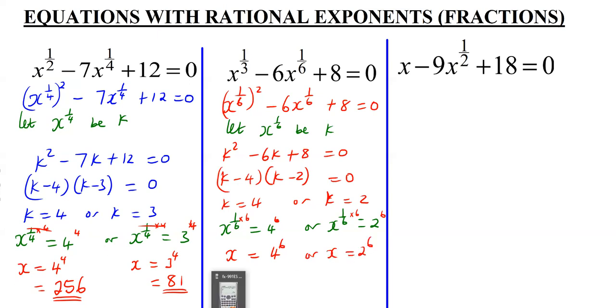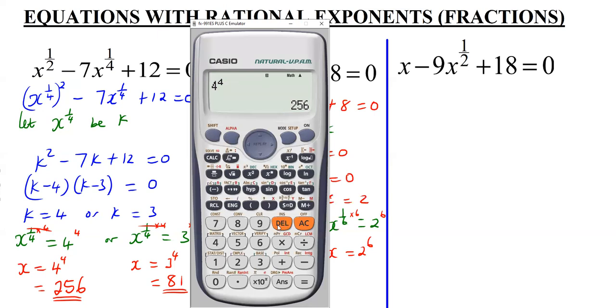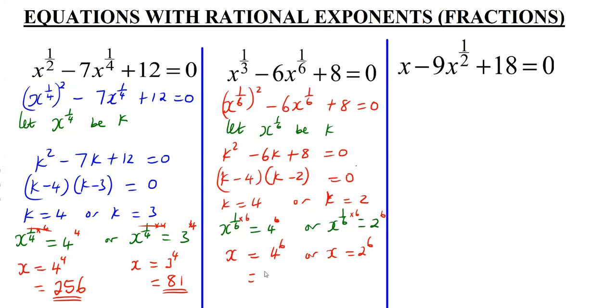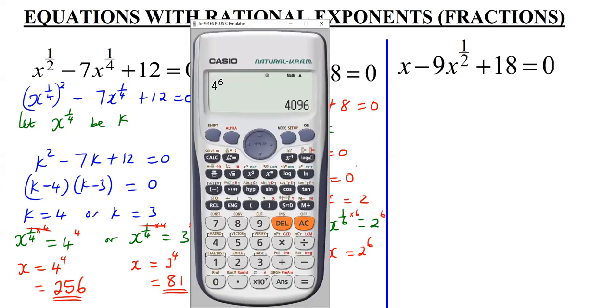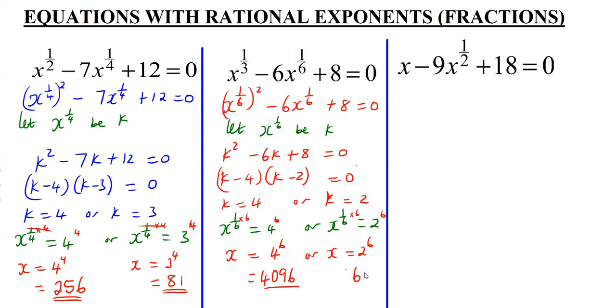And now we can punch our calculator. 4 to the power of 6. Let me just see here. Let's put 6 there. We get 4,096. So our answer there is 4,096 for the first one. And the second one should be equal to 2 to the power of 6. What is that, guys? I hope you know this. 64. So our answer there is 64.